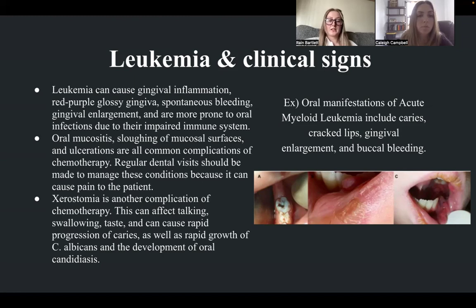Oral mucositis, sloughing of mucosal surfaces, and ulcerations are all common complications of chemotherapy. Regular dental visits should be made to manage these conditions because they can cause pain to the patient. Xerostomia is another complication of chemotherapy. This can affect talking, swallowing, taste, and can cause rapid progression of caries as well as rapid growth of C. albicans and the development of oral candidiasis.